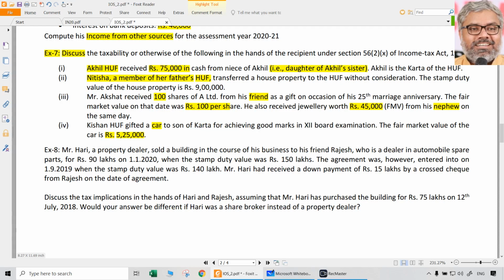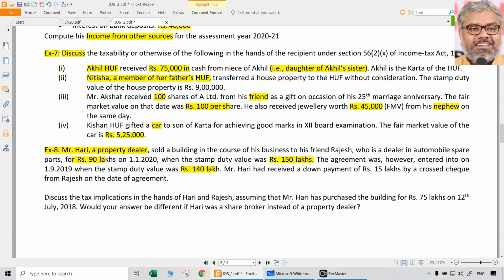Now, moving on to exercise number 8. Again, theoretical case-based type of questions like this can also be expected. Mr. Hari is a property dealer. So what will be stock in trade for him? Property, naturally. He sold a building in the course of his business to his friend Rajesh, who is a dealer in automobile spare parts, for 90 lakhs rupees. This is the actual consideration on 1/1/2020, when the stamp duty valuation was 150 lakhs. That means the inadequacy was how much? 60 lakhs. The agreement was, however, entered into on 1/9/2019 when the stamp duty value was 140 lakhs.